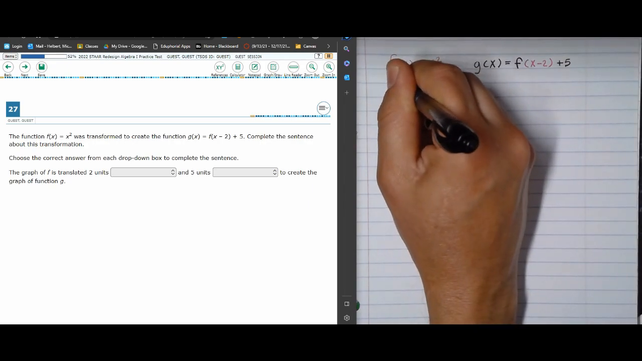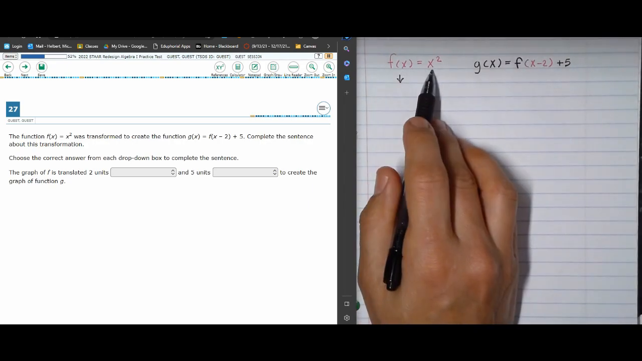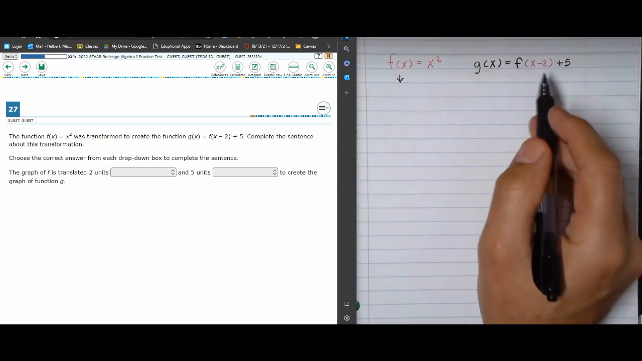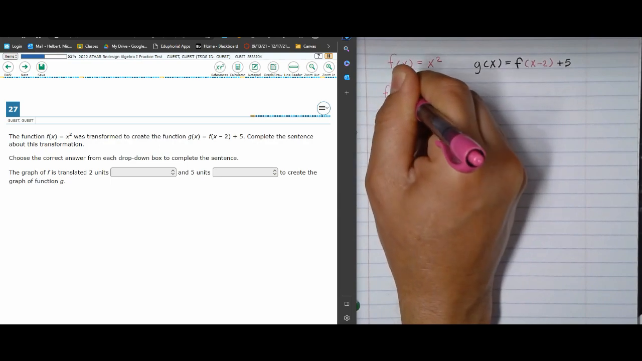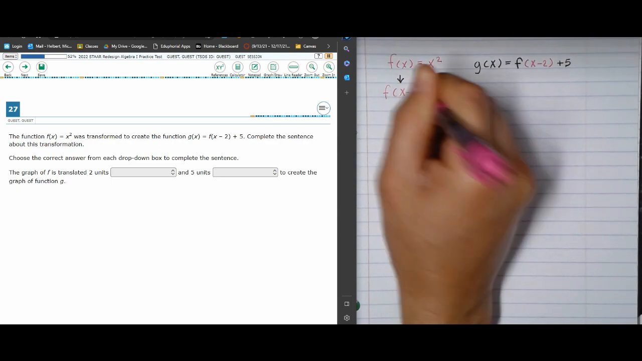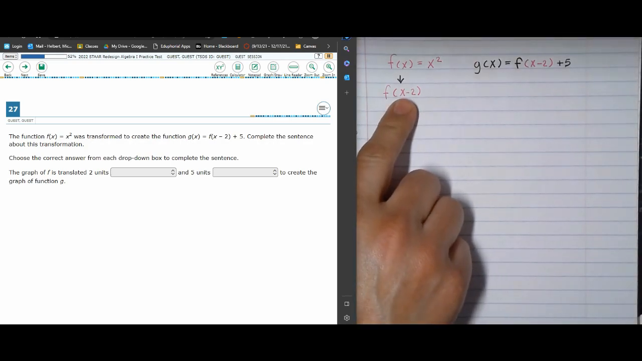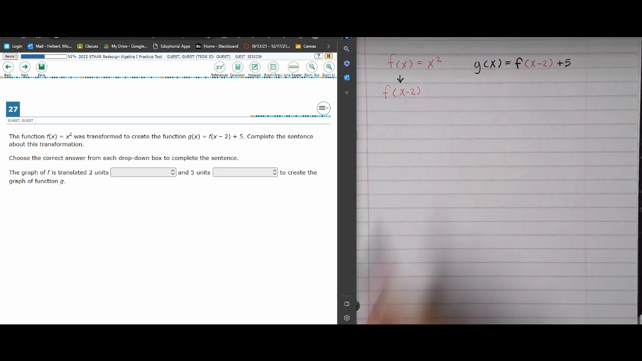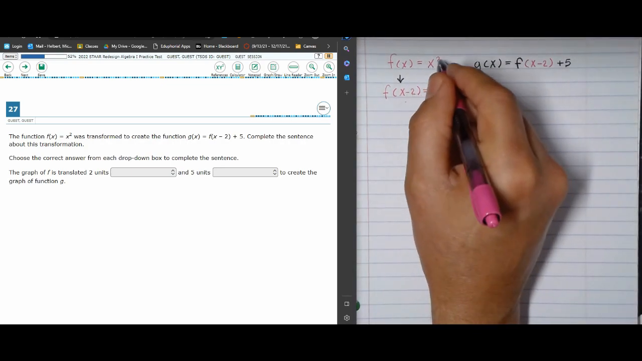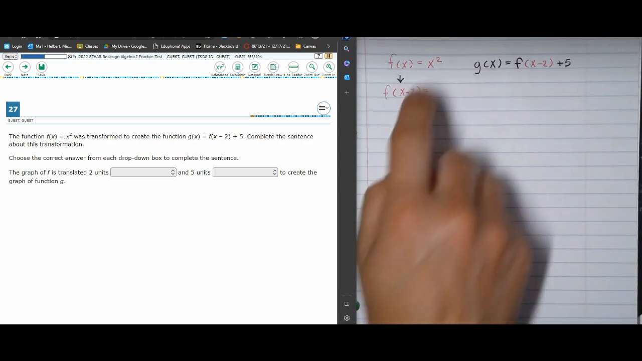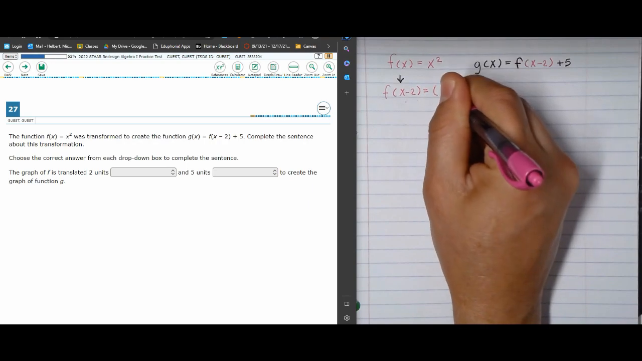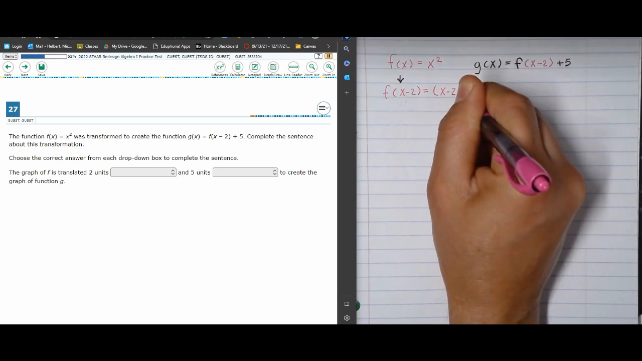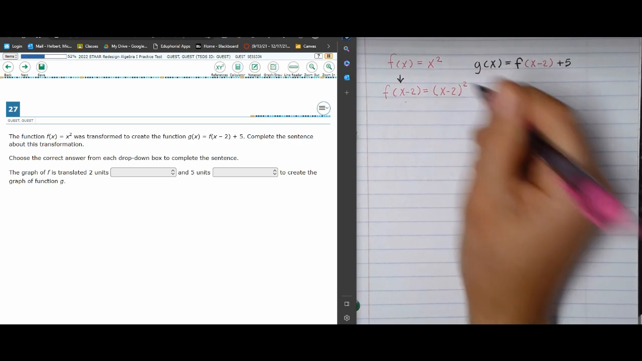And so what I want you to think about is, when f of x is equal to x squared, and they're changing it to f of x minus 2, that tells us that anywhere there's an x, we're going to replace the x with x minus 2. So I'm going to rewrite this, and instead of x squared, I'm going to replace that x with what's inside the parentheses, which is simply x minus 2. So parentheses x minus 2, close parenthesis, squared.